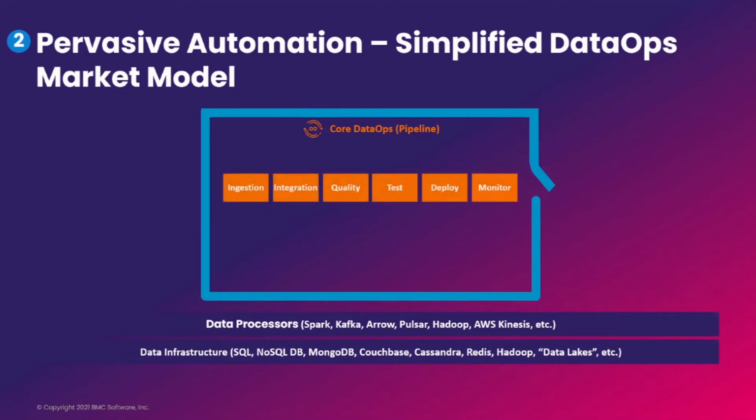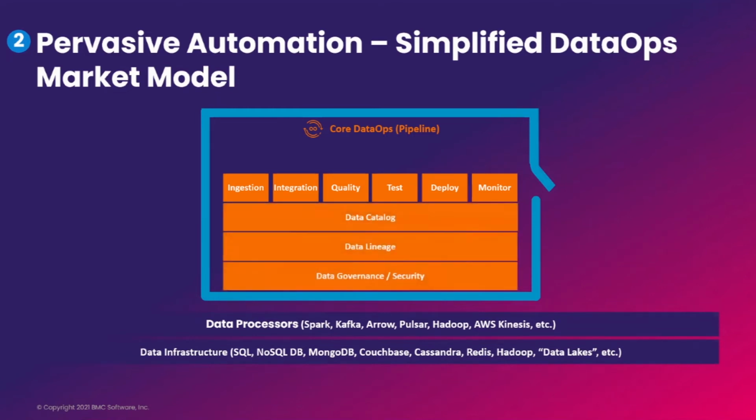The core of the data pipeline is a set of eclectic components, from ingestion of data from a multitude of sources to the integration, aggregation, harmonization, application of data quality, testing, deployment, and monitoring of the pipeline health and performance. Of equal importance are metadata functions, cataloging, lineage, what have you, as well as data governance and security.